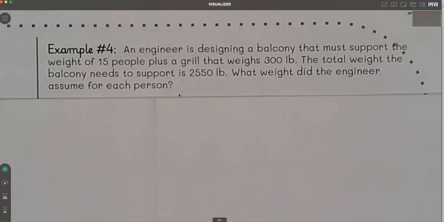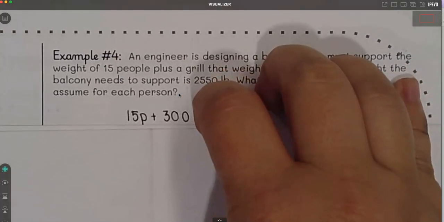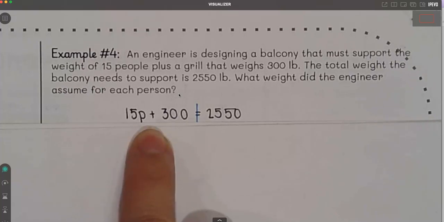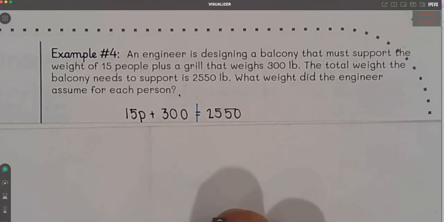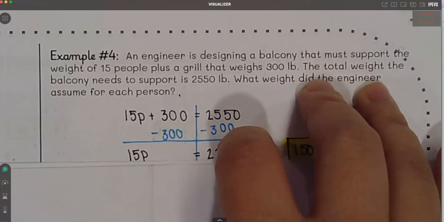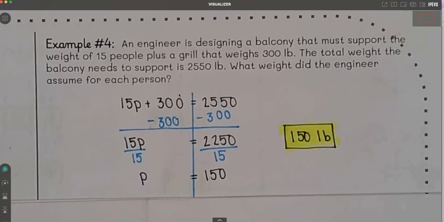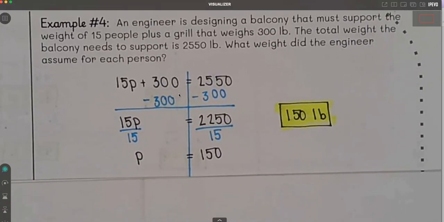Okay, so we've got a 300-pound grill plus 15 people that weigh some unknown number. When you add those two values together, you get 2,550. Let's create an equation. So 15 times the weight of each person plus 300 has to equal 2,550. I'm going to start by subtracting 300 from both sides. Then I'll divide by 15, and I get 150. I did long division to get 150.